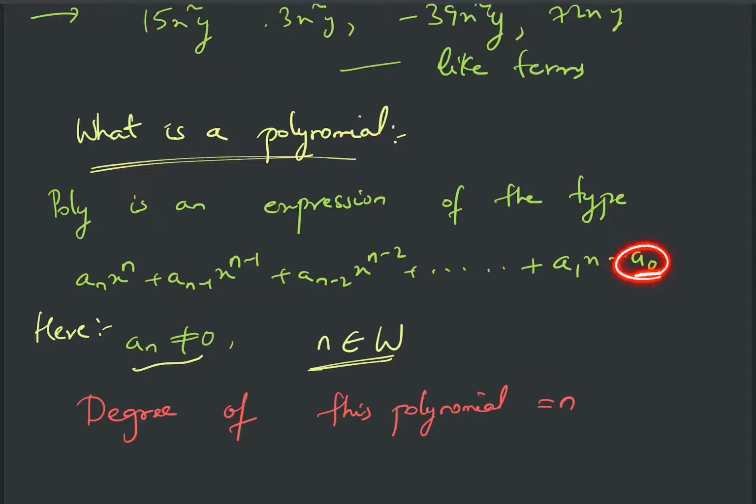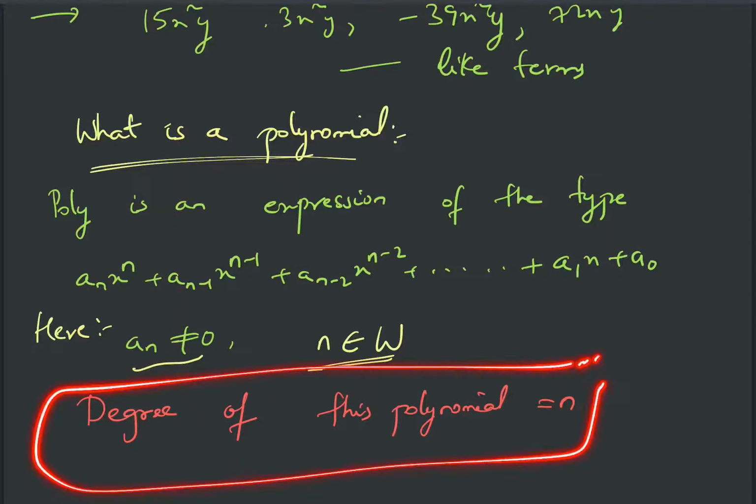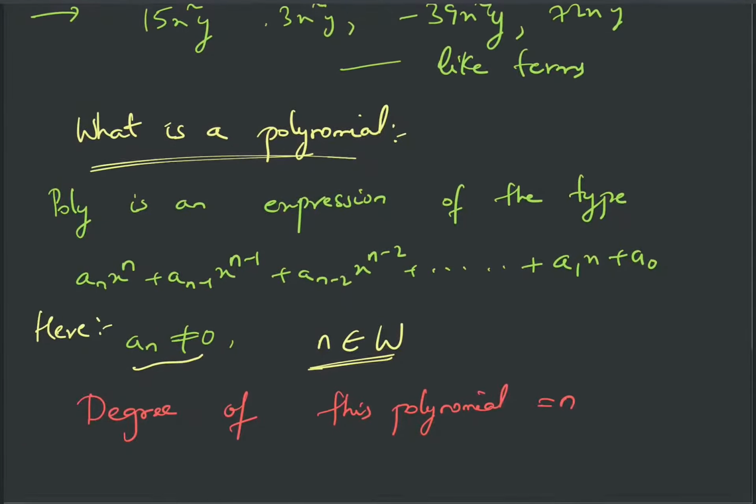Because see, the degree of this term is a naught. This is a constant term, so you can write it as a naught x power 0. So degree of this term is 0. Degree of this term, x power 1, is 1, and so on. Degree of this term is n minus 1. Degree of this term is n. So what is the highest degree of any term? It is n. So the degree of polynomial is n. That's why I have written that an is not equal to 0. If an is 0, then the degree will not be n. So this condition must be true, because if an itself is 0, then how can I say that this is an nth degree polynomial?